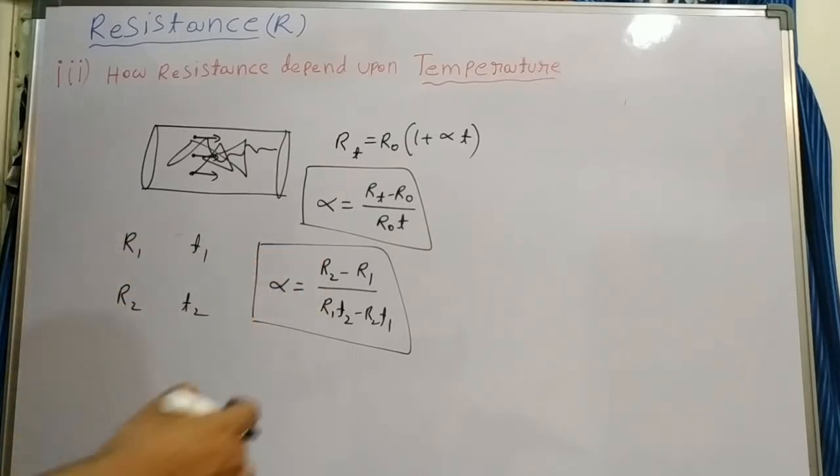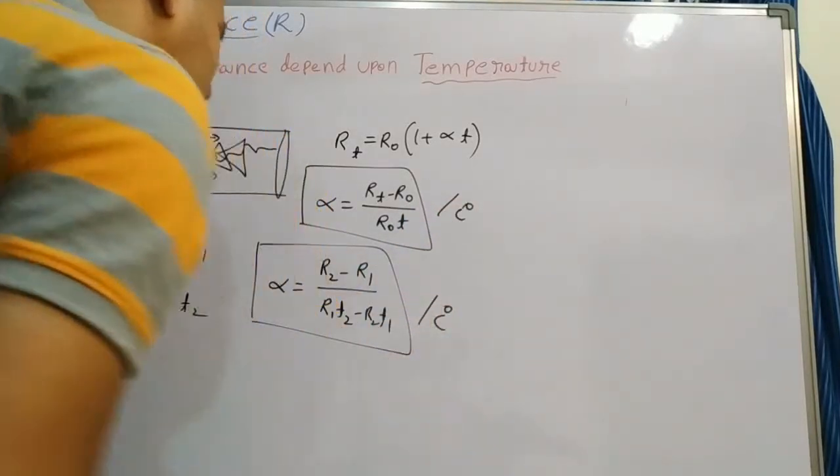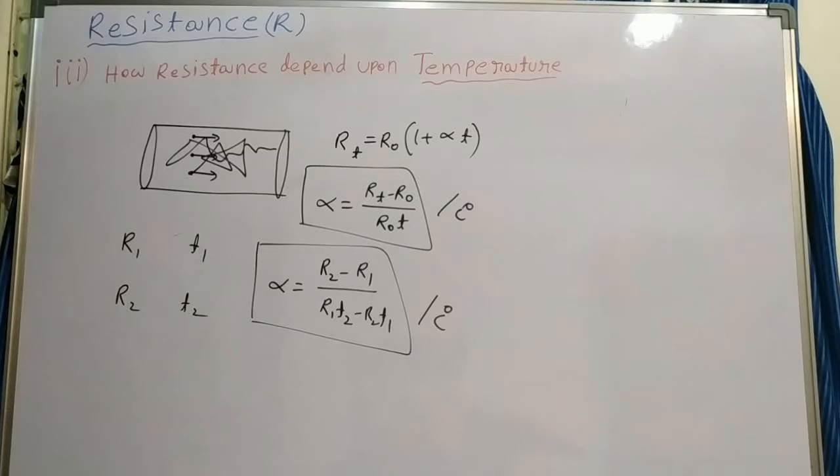formula. What are the units of alpha? Per degree centigrade. It is just like the linear expansion coefficient in solids. Here it is the temperature coefficient of resistance. In case of conductors, this alpha value is positive. Conductors have a positive temperature coefficient. Same thing for insulators also. For conductors and insulators, in both cases we can write formulas like this.